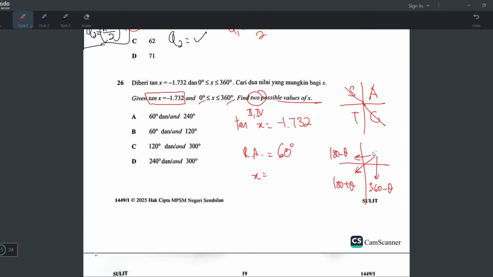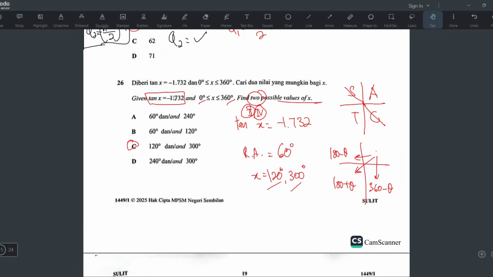So now you want quadrant 2 and quadrant 4. So quadrant 2, 180 minus. So what's 180 minus 60? 120. And then for the quadrant 4 answer, 360 minus 60, 300. So these are the two answers. Okay, so C is the answer.